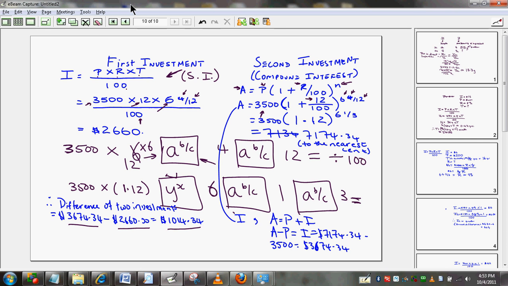And state which of the two investments is better. From your observation, which one is the better investment? Is it the first one or the second one? It's the second one. And it's the second one because in the second one you get more interest than in the first one. As a matter of fact, you get $1,014.34 more in the second investment than in the first investment. So you'd have to say that and state which of the two investments is better and why.